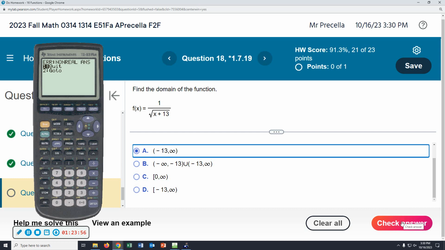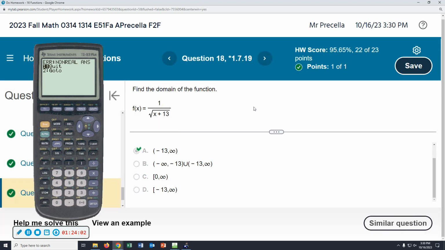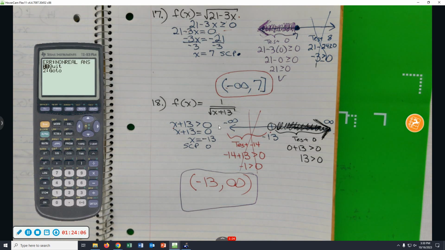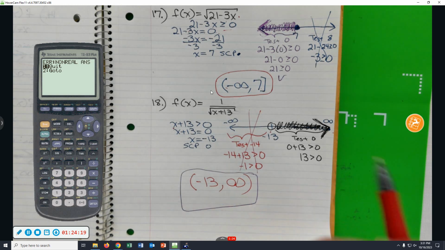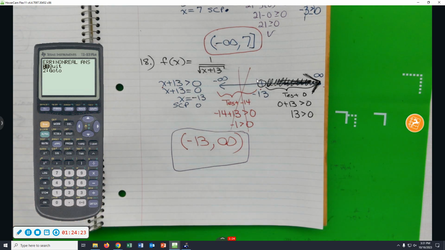Question. It depends where the radical is located. The fact that the square root is in the denominator means we can't have 1 over 0, so x plus 13 can't equal 0. It has to just be greater than 0. So it can't be greater than or equal to. If there's a fraction, just greater than. If there's not a fraction, like number 17, greater than or equal to.